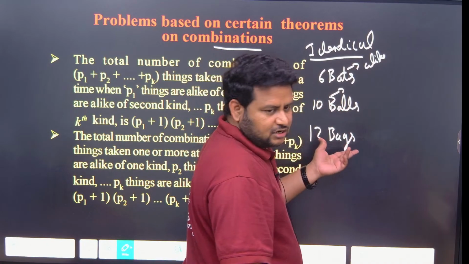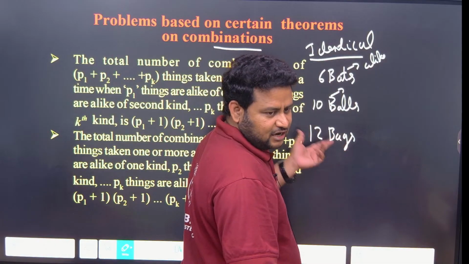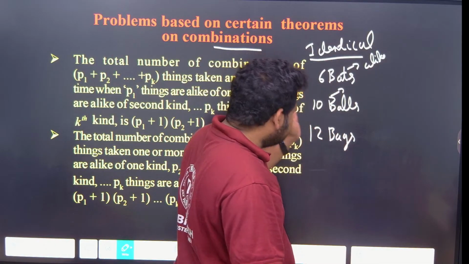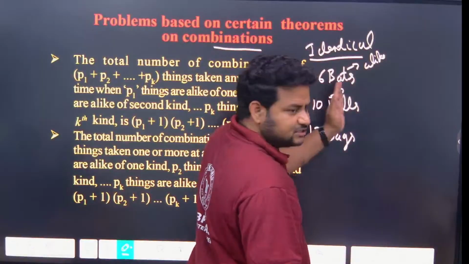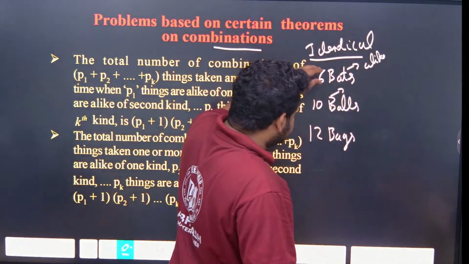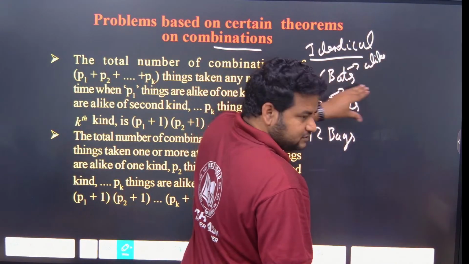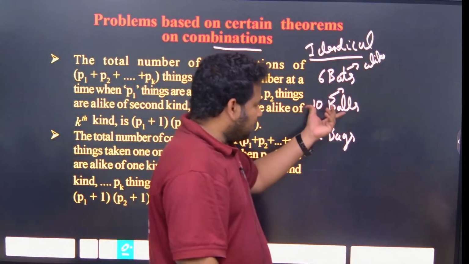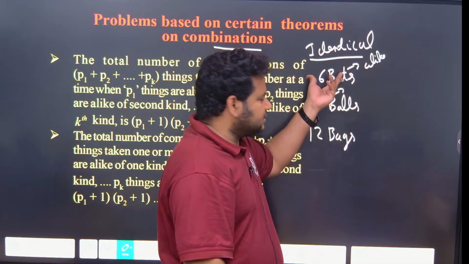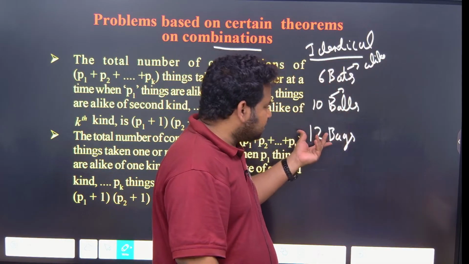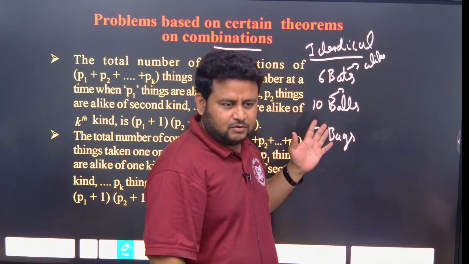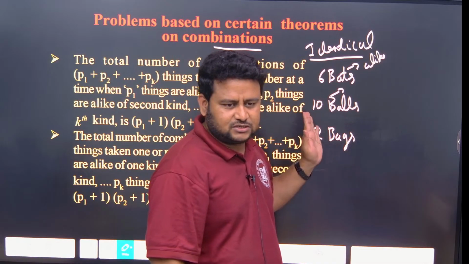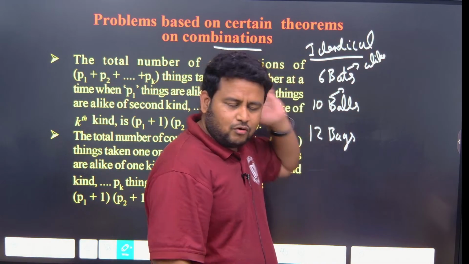All the 12 bags are alike. Maybe Wildcraft, any company, all are of same company. 10 balls are of same company. 6 bats are of same company. That is, I am telling, 6 bats are alike, 10 balls are alike, 12 bags are alike. That means all the 10 balls, there is no difference. Within the 6 bats, there is no difference at all. Within the 12 bags, there is no difference at all. They are identical.